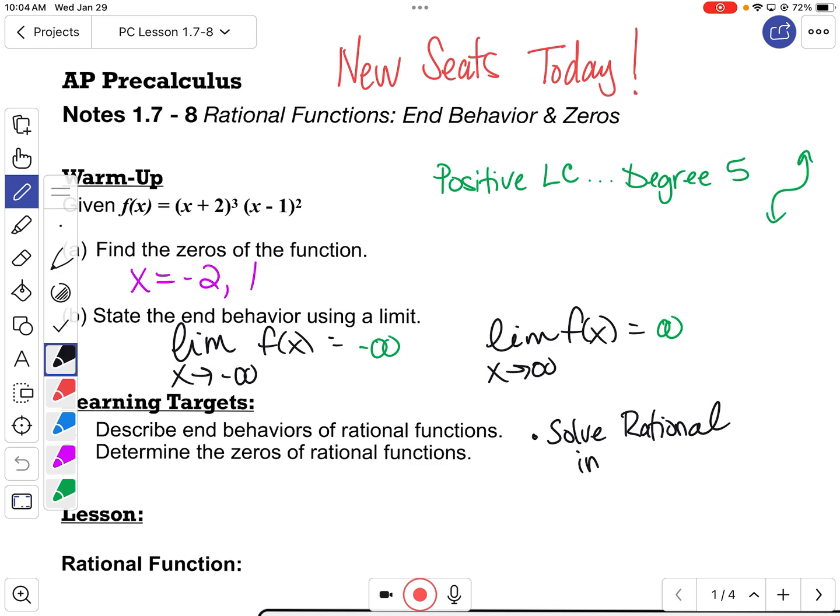I can't remember how much you guys do with rational functions in Algebra 2, but I don't think it's a whole lot. I think it's just a little bit here and there. So that's what we're going to look at today.